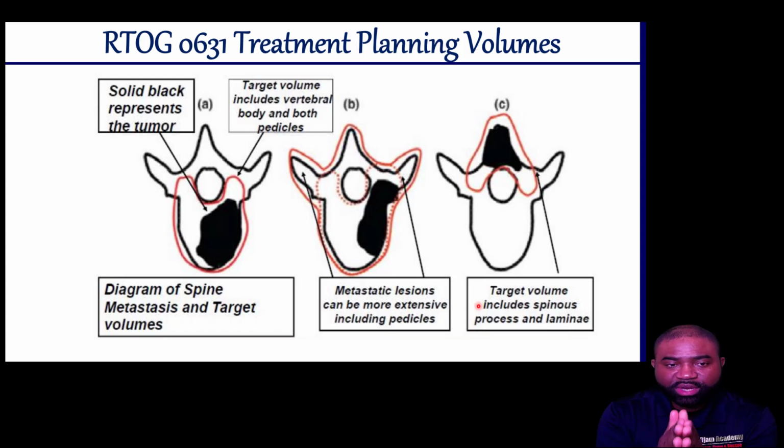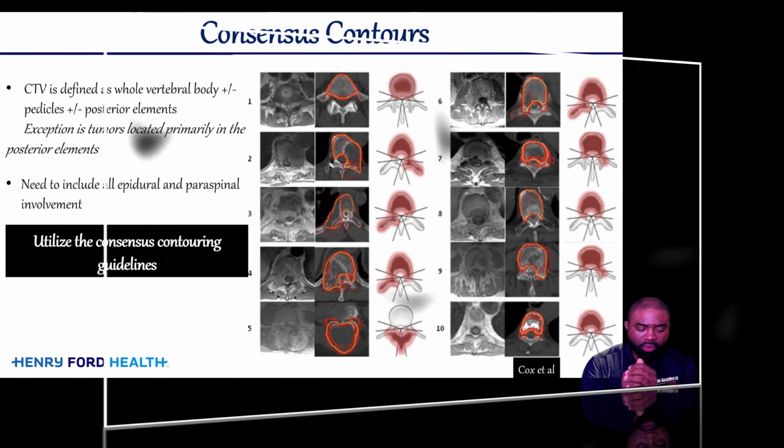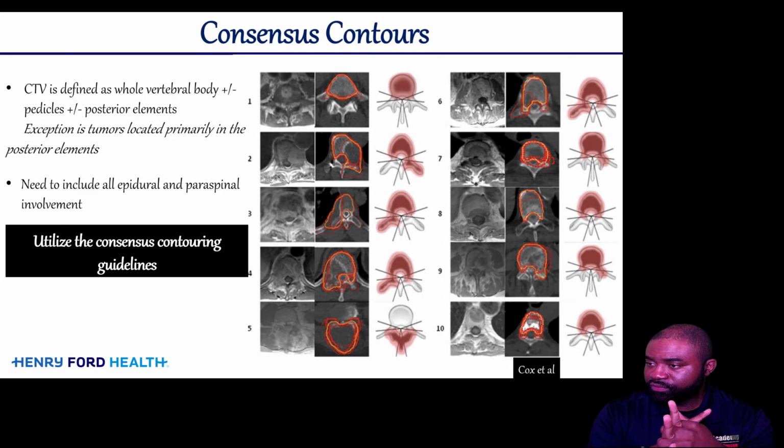Now, per recommendation of RTOG 0631, there are no planning margins for spine cases. As a matter of fact, the PTV is the same as the CTV with no additional margins. And so the target as defined will not be enlarged. What you need to keep in mind as we go forward is that at our center, the PTV is the same as the CTV with no additional margins.